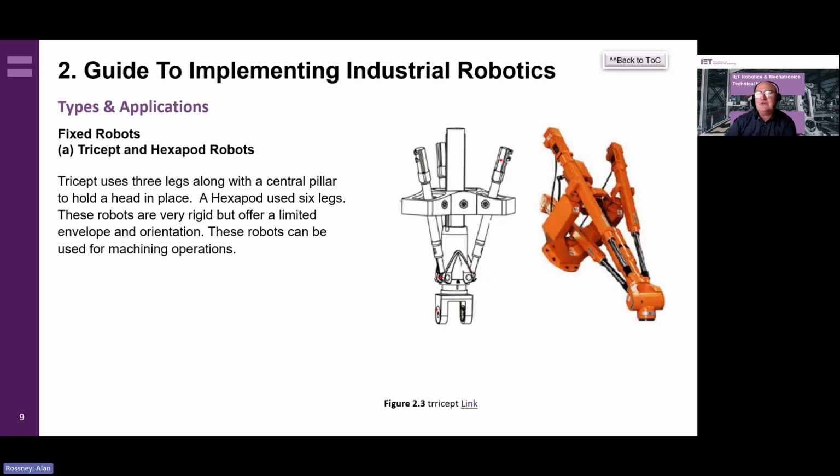first one here is a tricept and hexapod robot. The tricept has 3 legs along with a central pillar to hold the head in place, whilst a hexapod uses 6 legs. These robots are very rigid but offer a limited envelope and orientation, and the robots can be used for machining operations. There should be a link down on this page that you can open up to get the source for that particular picture that's on the screen there.